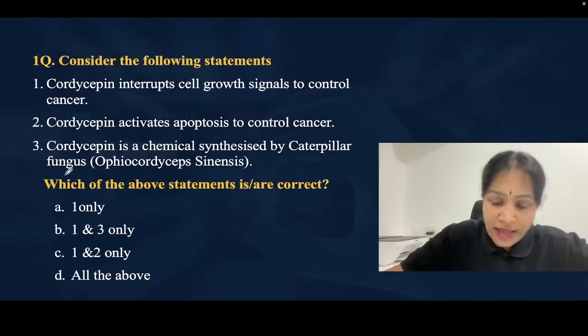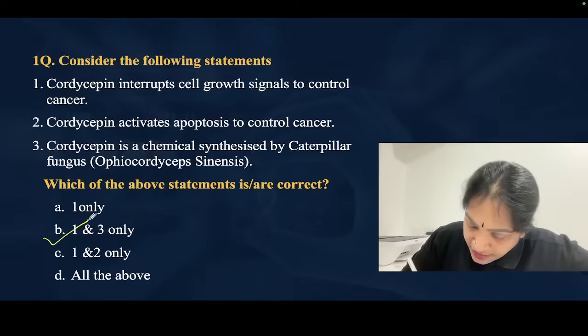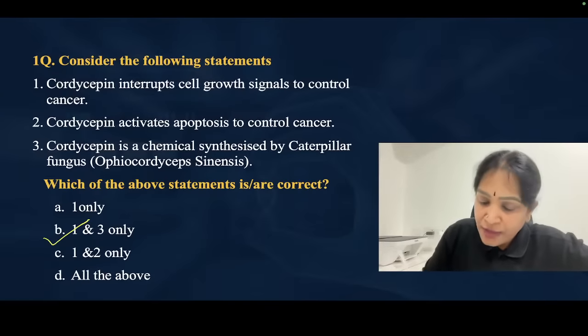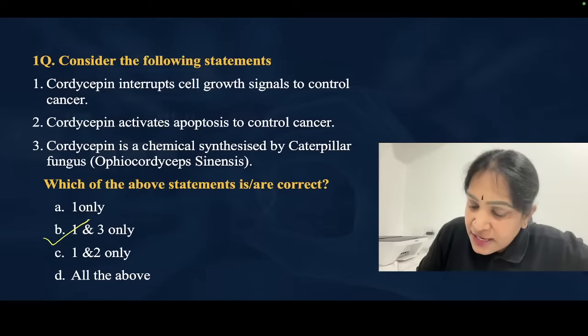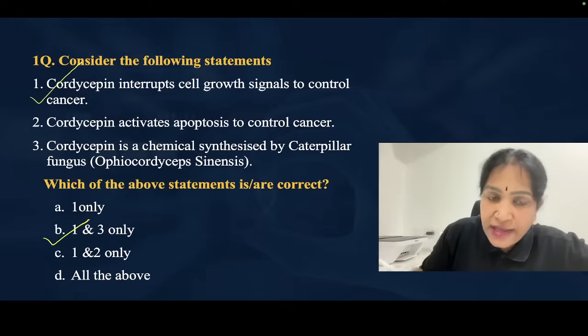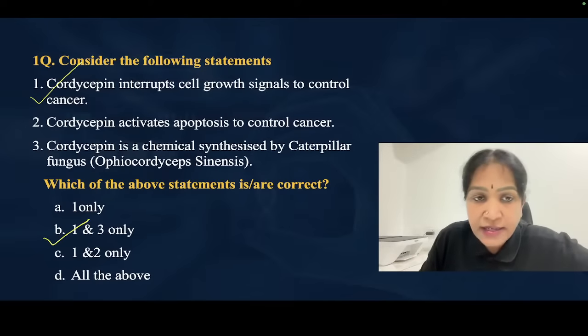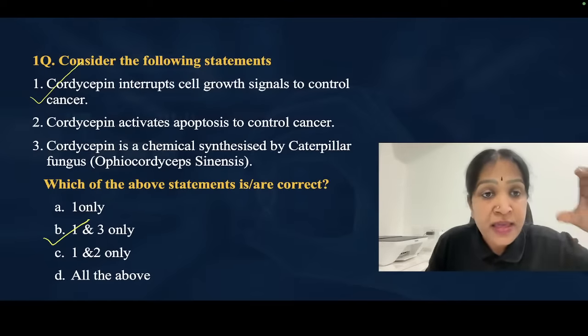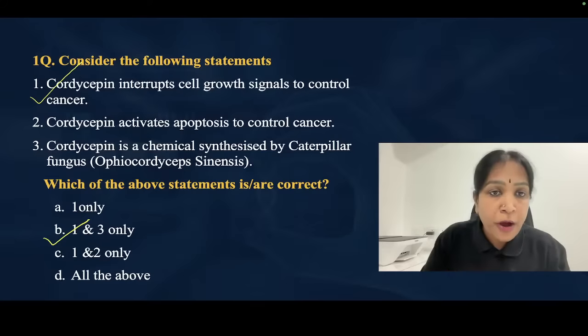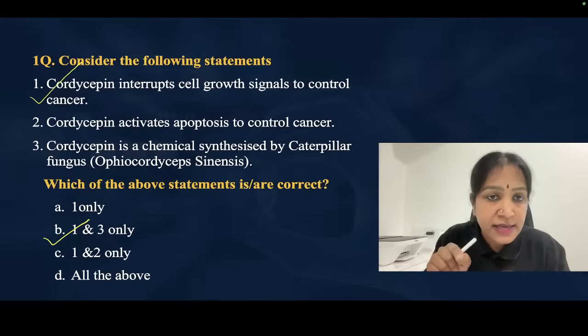Okay. The answer is B. 1 and 3 is the right answer. Cordycepin interrupts the cell growth signals to control the cancer. Yes, it is not activating the apoptosis. I mean, in general, if apoptosis increases, cancer can be cured.